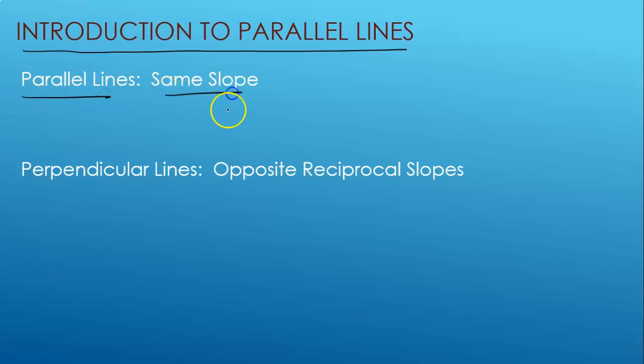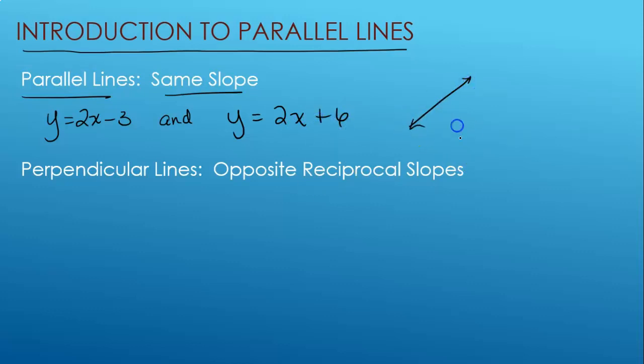Parallel lines have the same slopes. You're going to want to write that down. So for example, y equals 2x minus 3 and y equals 2x plus 6 would be parallel lines. They would look something like this when you graph them because they have the same slope, but they go through different y-intercepts.